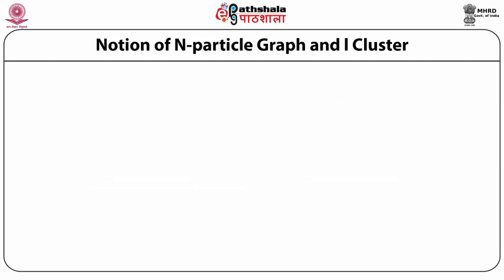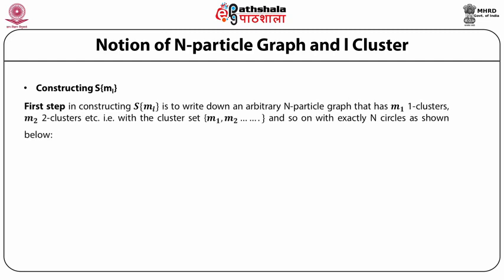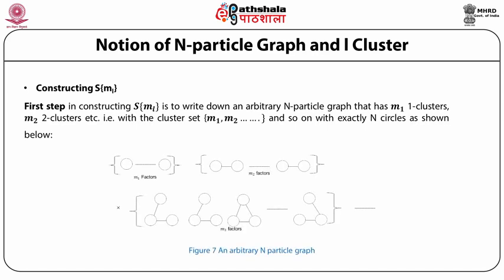Now let us try to construct this S as a function of the set ML. The first step in constructing S as a function of the set ML is to write down an arbitrary n-particle graph that has M1 1-clusters, M2 2-clusters, etc. That is, with the cluster set M1, M2 and so on, with exactly n circles as shown below, which is an arbitrary n-particle graph.